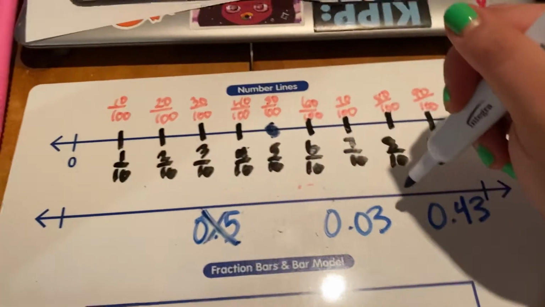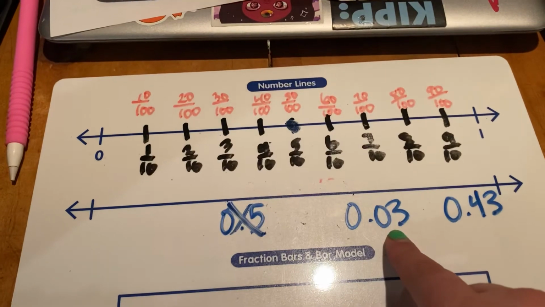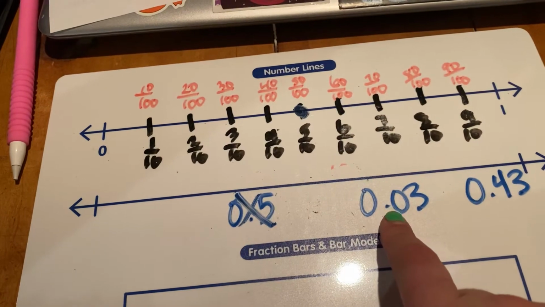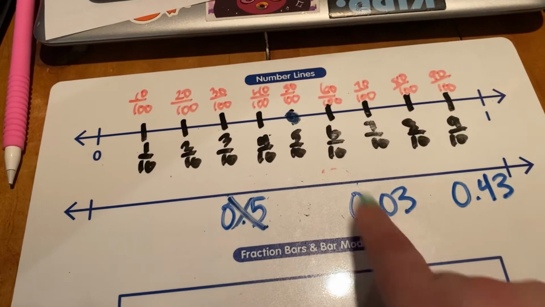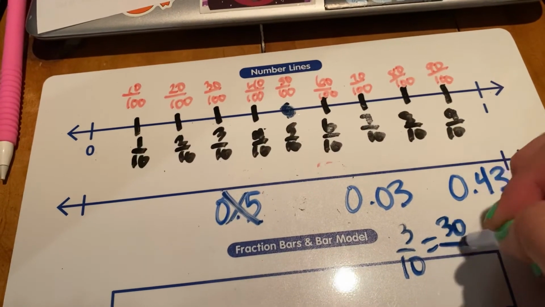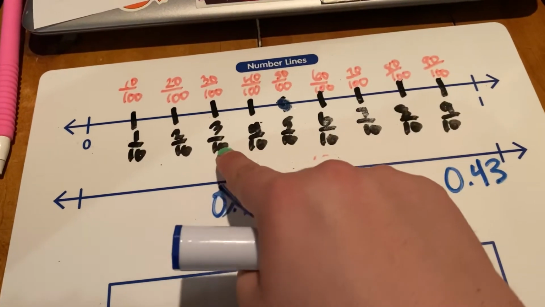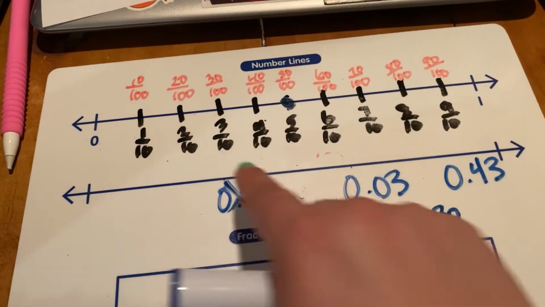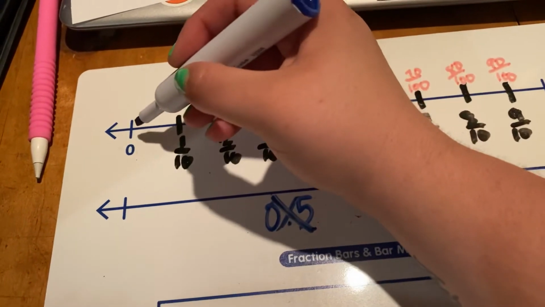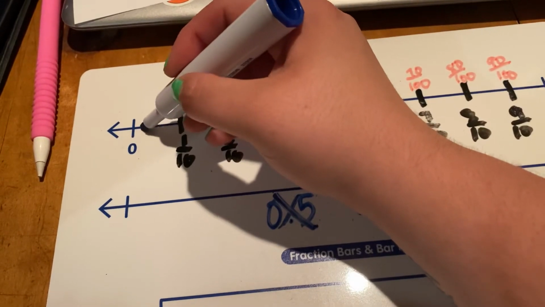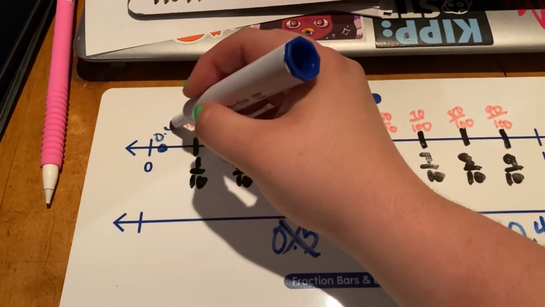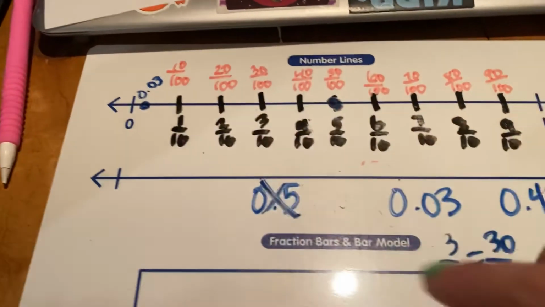Okay, 3 hundredths. Now, it's really important here that I don't get tricked into thinking that this is 3/10. 3 hundredths is not the same amount as 3/10 because 3/10, friends, equals 30 hundredths. And that would be all the way right here. 3 hundredths. Okay, well, here's 10 hundredths. So 3 hundredths is probably right around here. That's where my 3 hundredths would go. It's less than 10 hundredths.